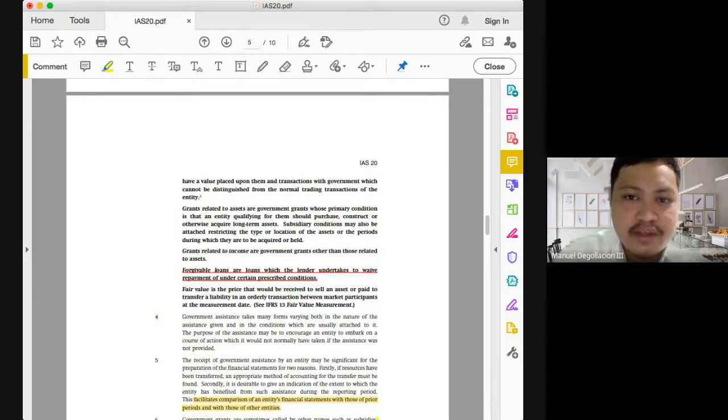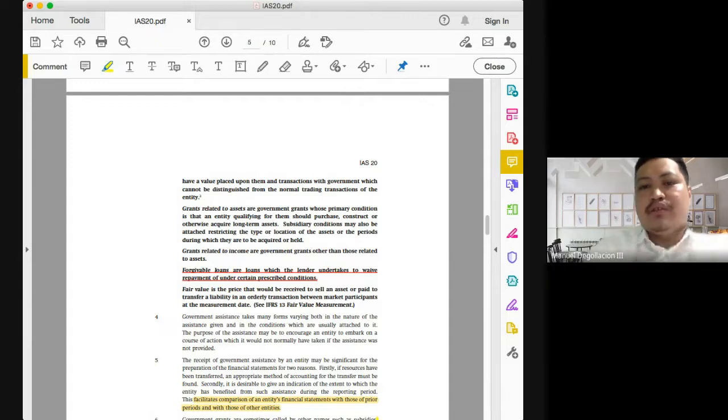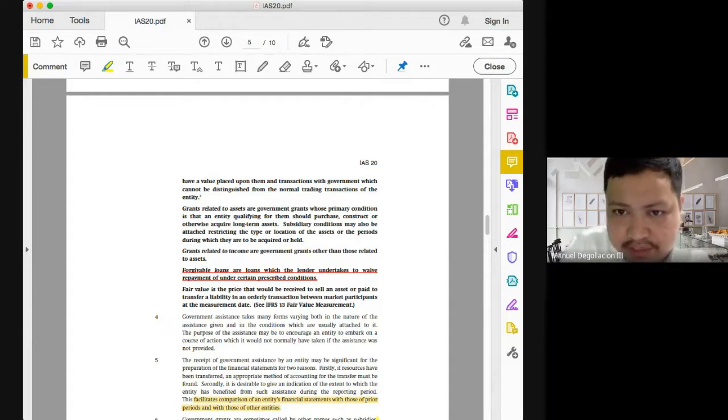Okay, so if the grant will impose a condition that the entity will have to acquire, construct, or purchase a long-term asset, then that would be considered as a grant related to asset. Okay, that's not confusing, class. That's not difficult to understand.